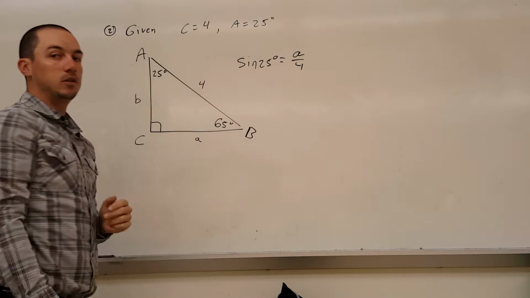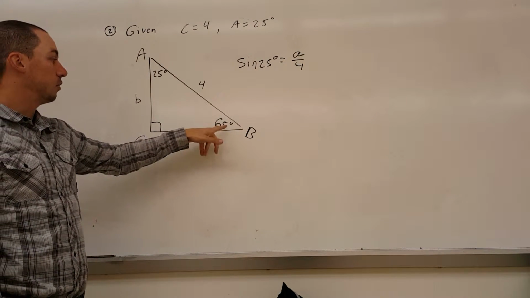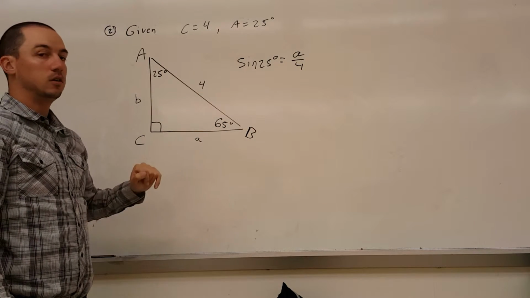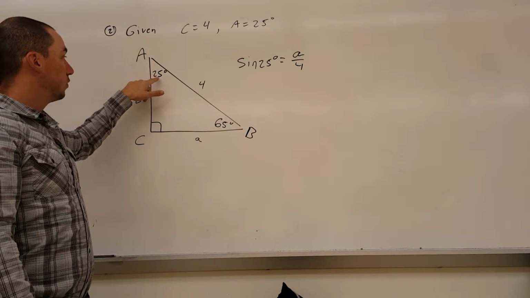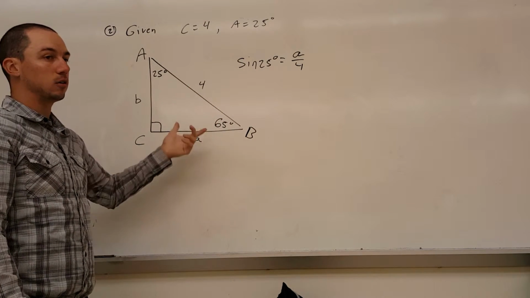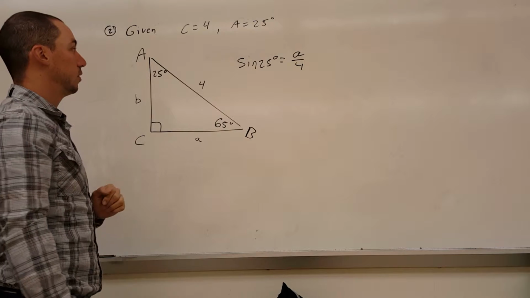Now, you did not have to do it that way. I could have done 65. I could have gone cosine of 65 is A over 4. Notice there, the sine of 25 is A over 4, and cosine of 65 is A over 4. Call it cosine and sine co-functions, same thing there.